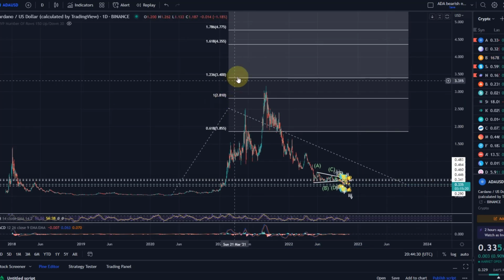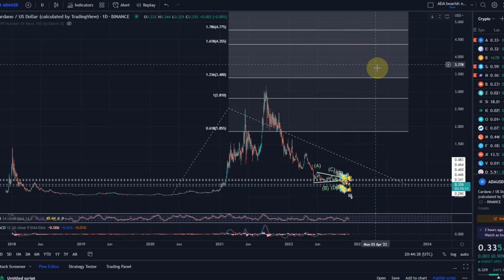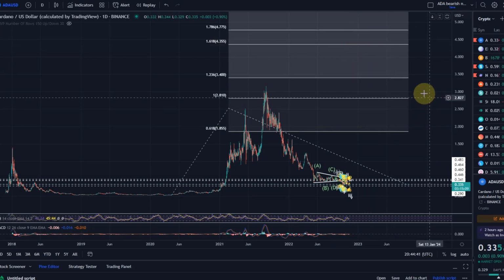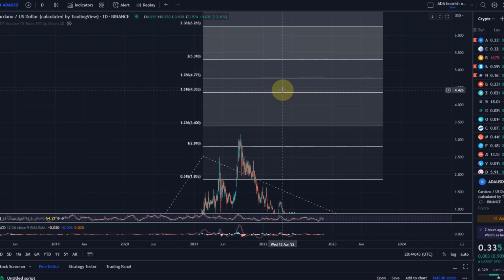The target would take us to around $4.35 as a minimum target in the next all-time high, provided ADA will survive, which I think it will, but that's only my view. But that is the target in the next all-time high. If we get a new all-time high, it should get there at the very least.